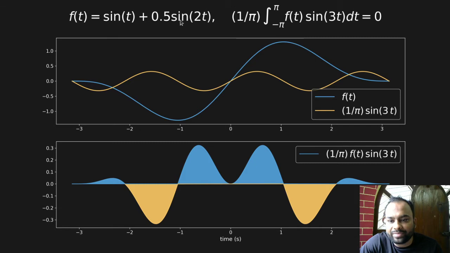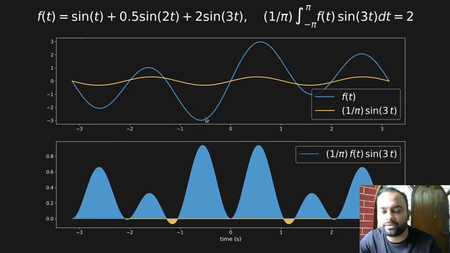Right? So this is again, I think, understood. Similarly, I have this same signal that has a 1 radian per second component of amplitude 1 and a 2 radian per second component of amplitude half, and we are trying to see what is the amplitude of the 3 radian per second component in it. And of course, it does not have one. So if you calculate the total area, you will see that the result is 0.